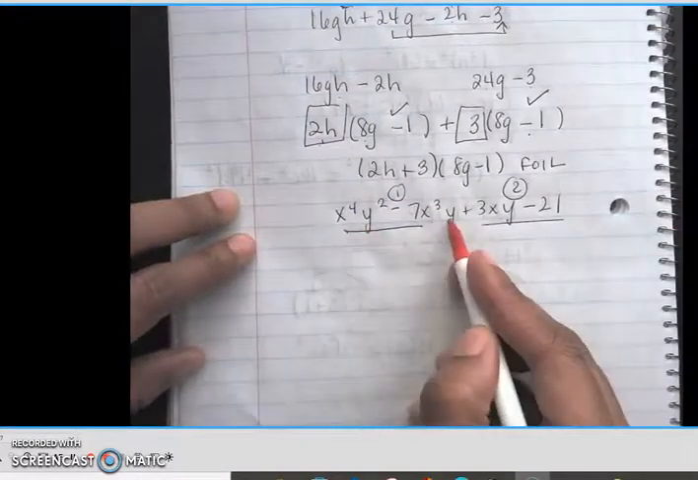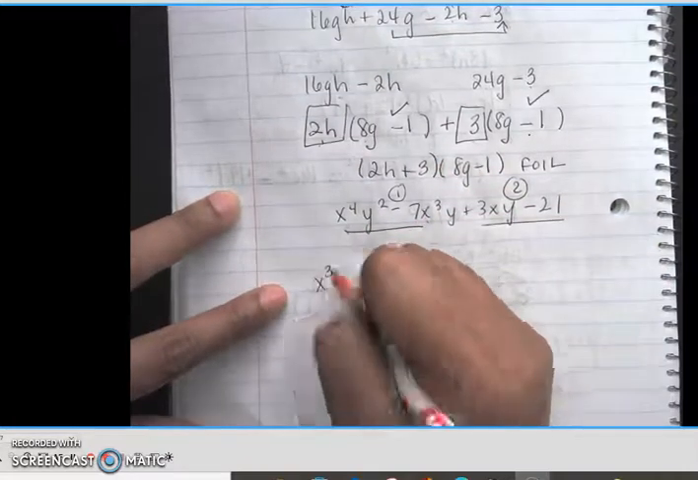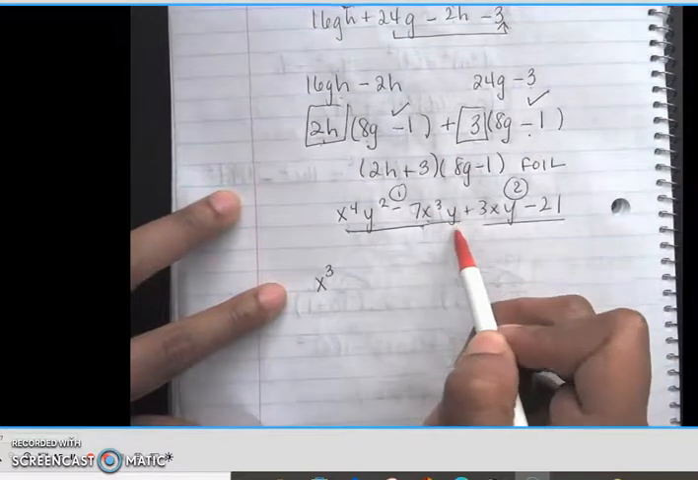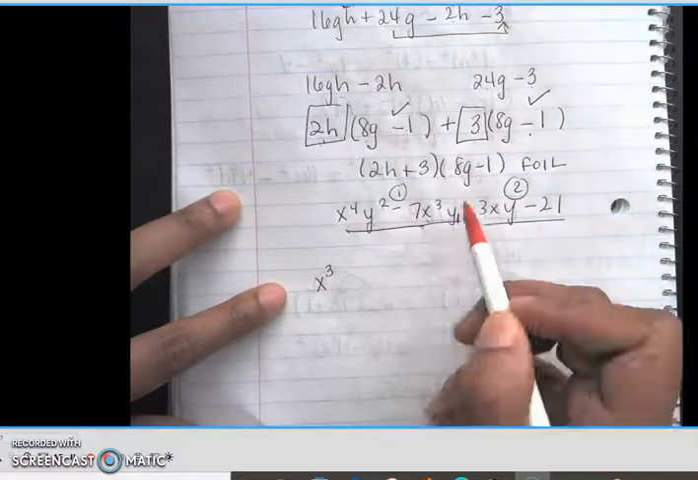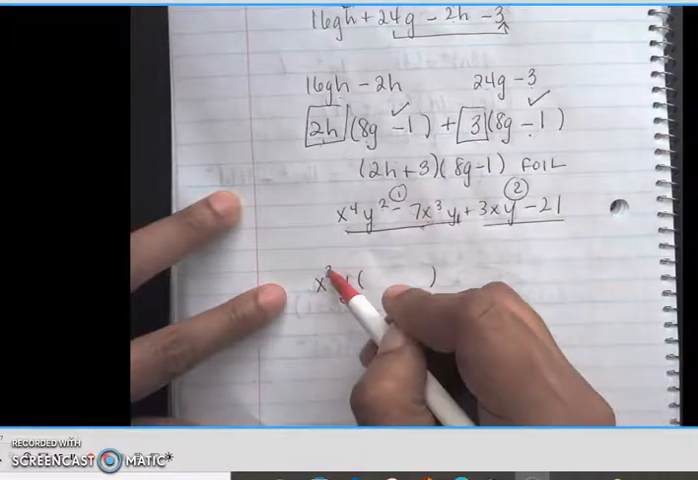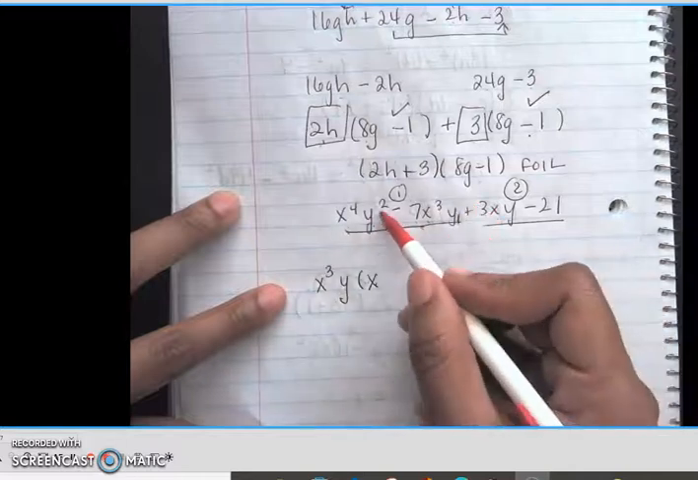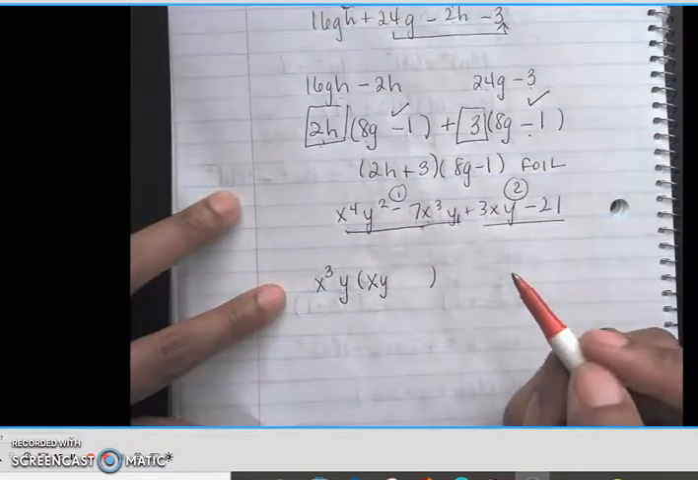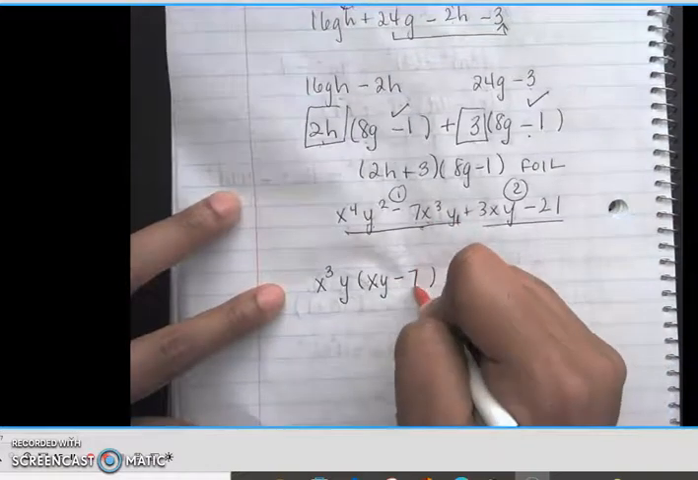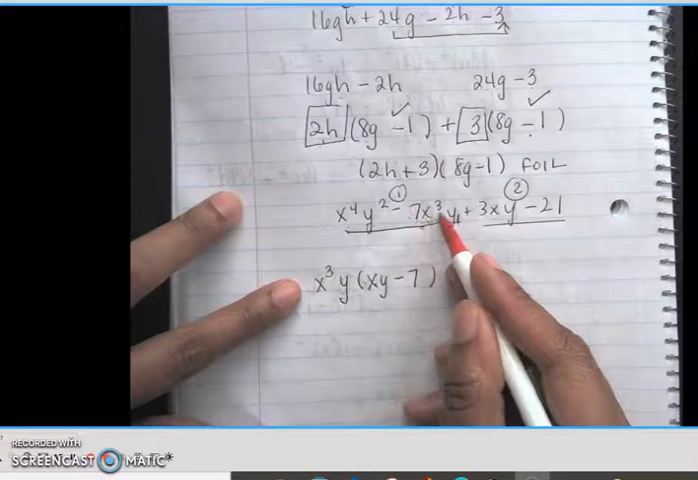So for this one, I wouldn't pull out any number, but they have at least 3 x's in common. 2 y's here, 1 y here. Again, this is group 1. 2 y's here, 1 y, so bring out 1 y. And that leaves me with x cubed times x gives me x to the 4th. And then I need a y squared, so xy. And then back here, I'm going to do -7. And because x cubed y times -7 is -7x cubed y.